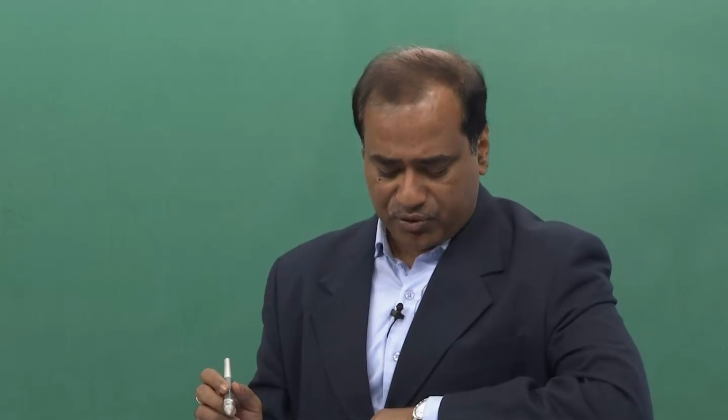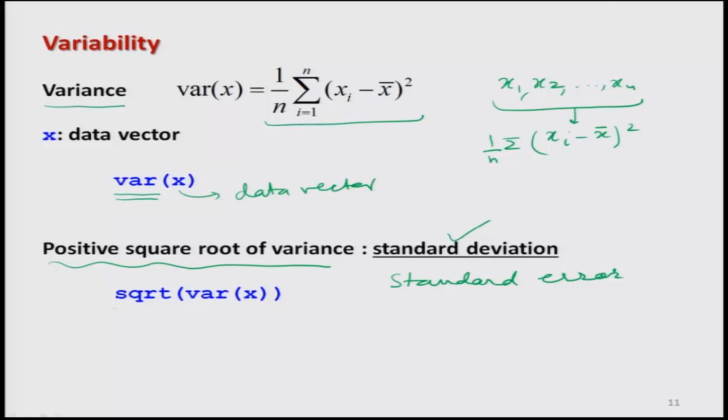In order to compute the standard deviation, we simply have to take the square root of the variance of x, and the syntax is SQRT and then VAR and then the x data vector. So it is as simple as that, finding the square root of the variance you have found.